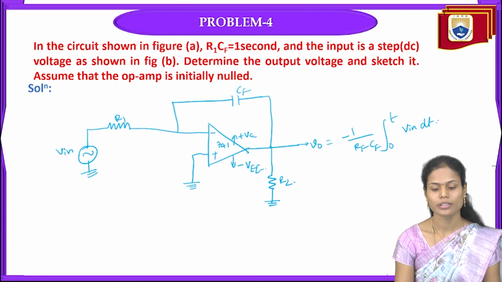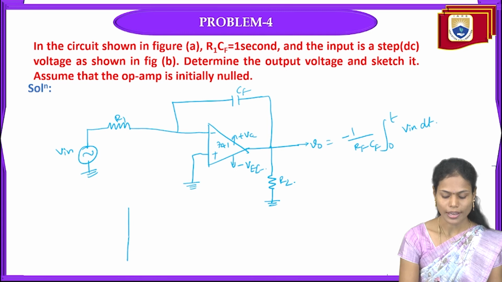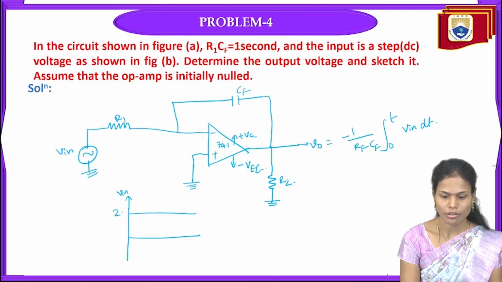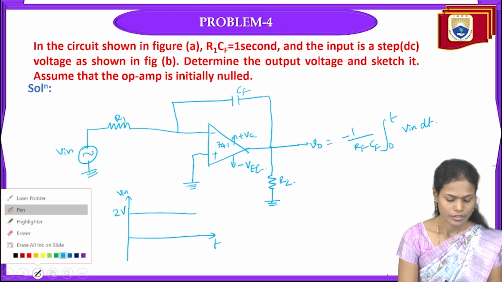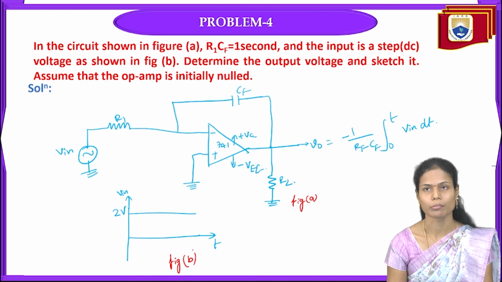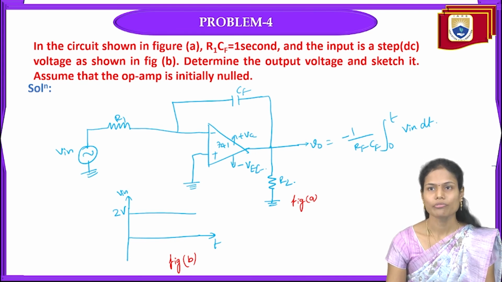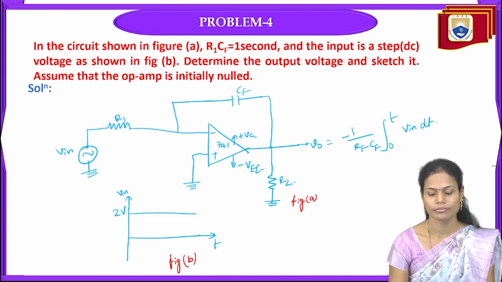So this is the circuit given in the problem itself, and along with this circuit, the given input signal is a step with an amplitude of 2 volts. It is varying with respect to T. So this is figure A and this is figure B. These two are given in the problem itself. Now we have to determine the output voltage for this given step signal, and we have to draw the output signal, how much we are getting for this.